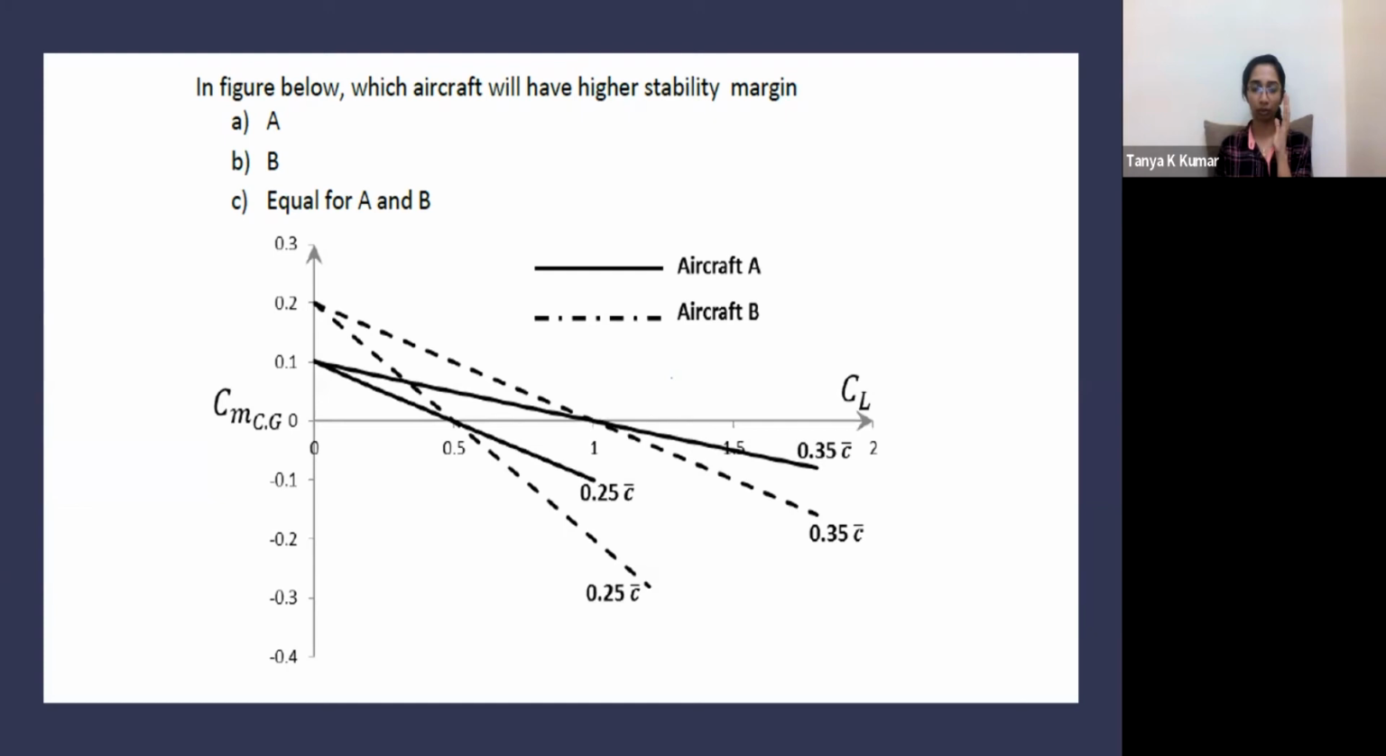What is the criteria for longitudinal stability? We discussed this right at the beginning of this tutorial. Can you hear me? Can someone just confirm if you can hear me?